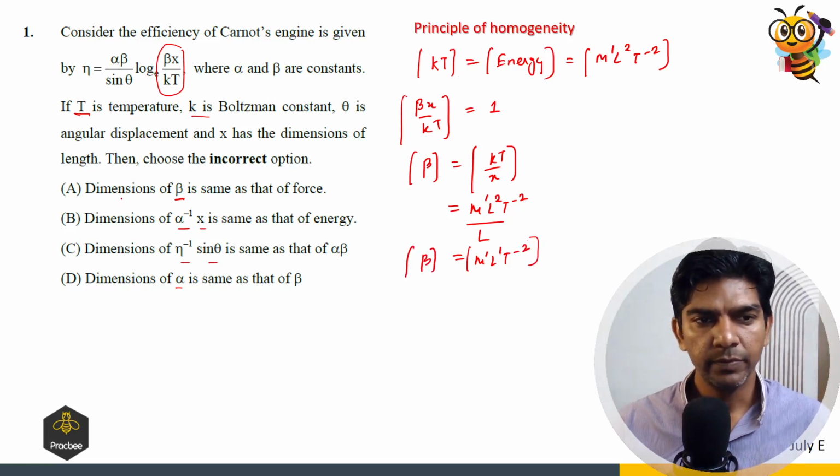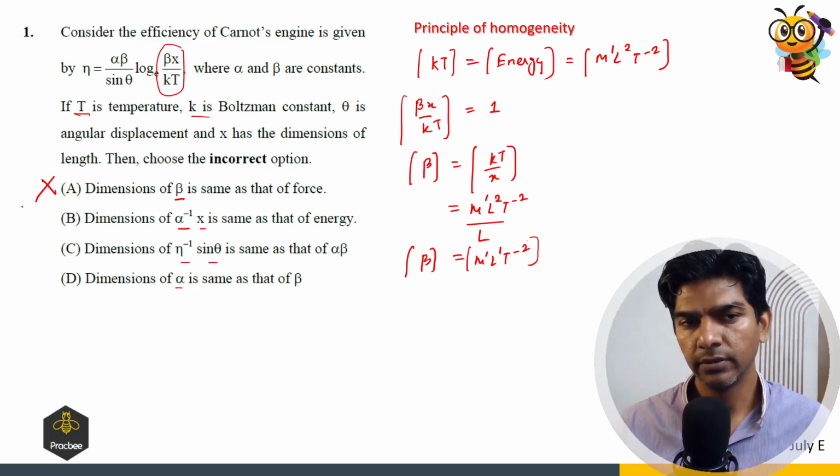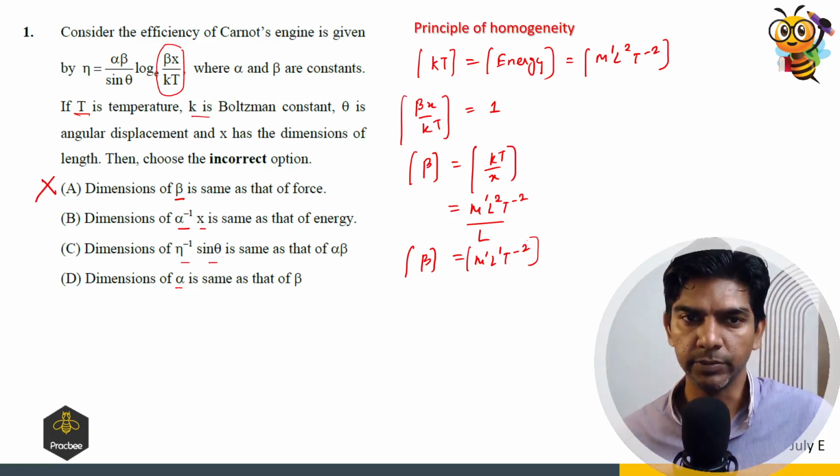Right, so statement 1 is, beta has a dimension the same as force. So statement 1 (option A) should not be the right answer, because we have to find the incorrect statement.